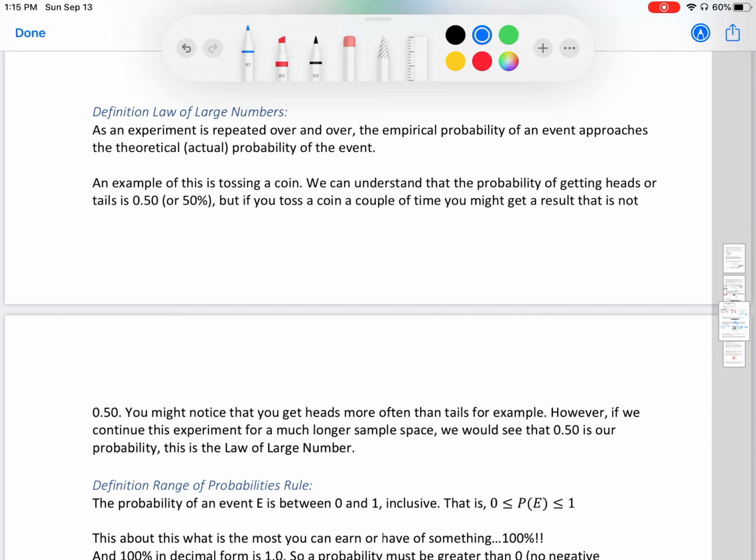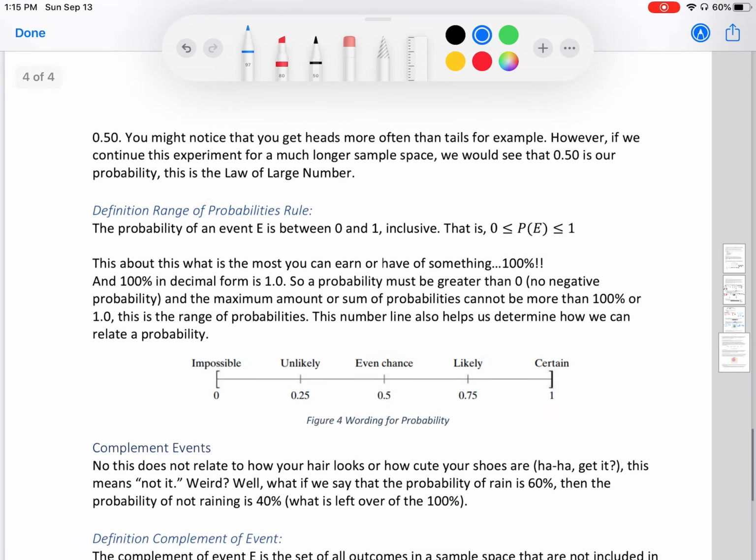But if we toss a coin a couple of times, you might get a result that's not 50%. You might notice you get heads more often than tails, for example. However, if we continue this experiment for a much longer time, you would see that 50% is our probability. That's the law of large numbers.